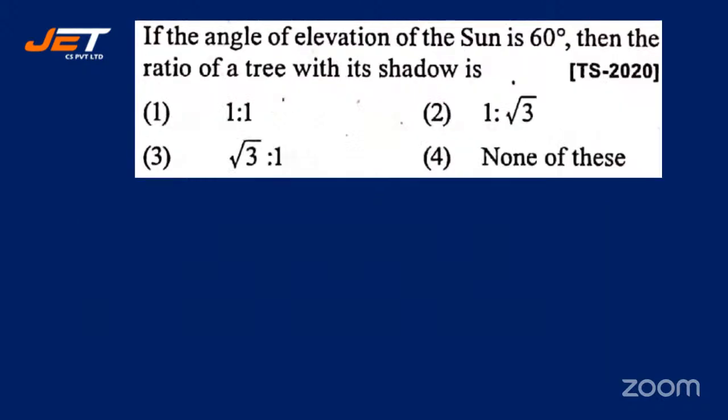See the next question. If the angle of elevation of the sun is 60 degrees, then the ratio of a tree with its shadow is dash. Options: 1:1, 1:3, √3:1, none of these.